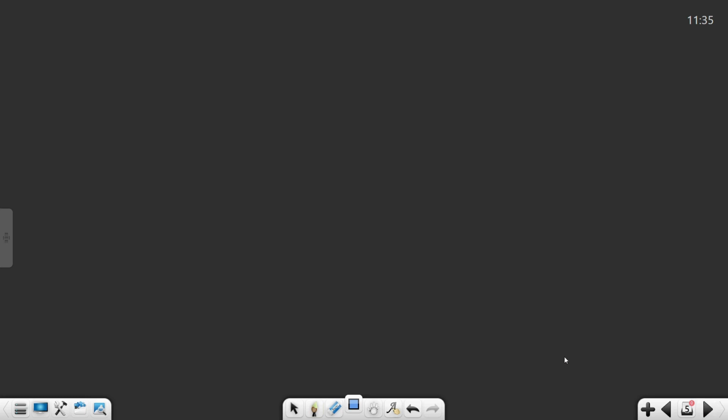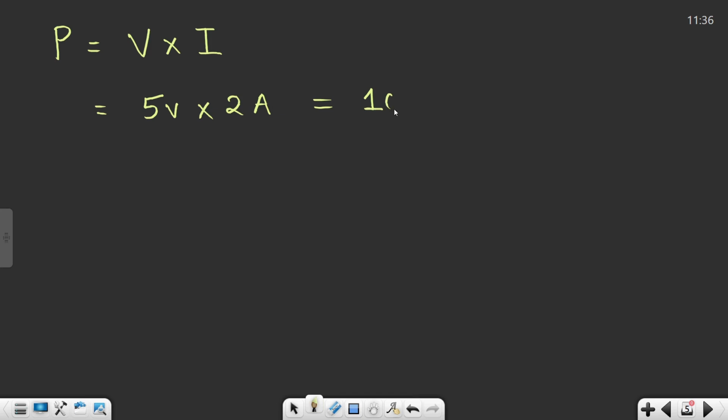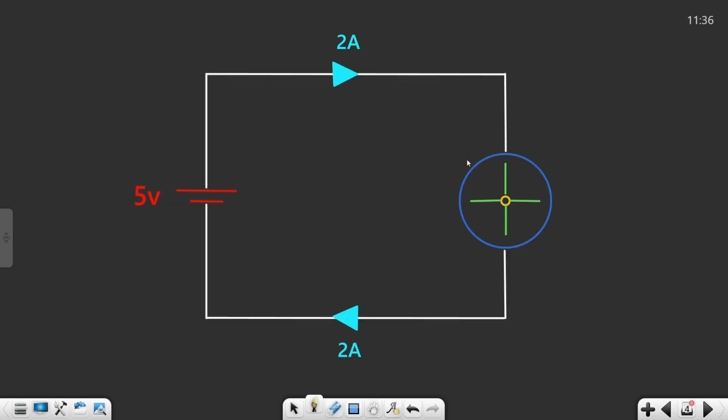It's pretty simple. What you will say is that power is equivalent to V times I. So voltage is 5 volts times current is 2 ampere, so that becomes 10 watts. I hope you are able to understand this. So what does that mean? That means this particular fan is consuming 10 watts.